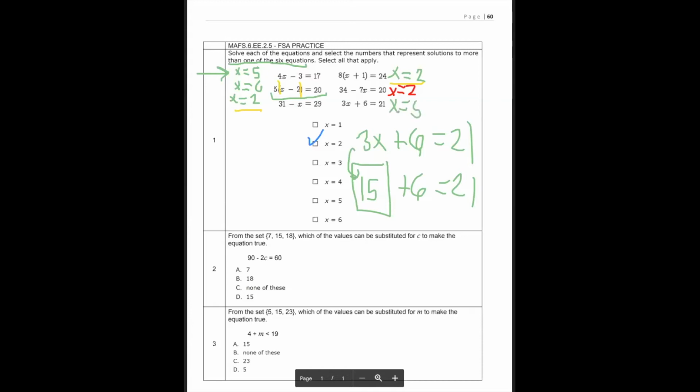And now that we have written all the answers down, the ones that I see more than once are, of course, x is equal to 2, that's there 3 times, and x is equal to 5, that's there twice. So those are the answers to that problem. So hopefully this method made more sense.